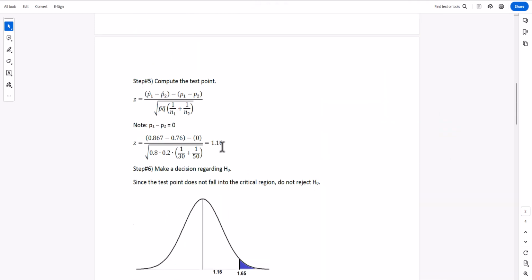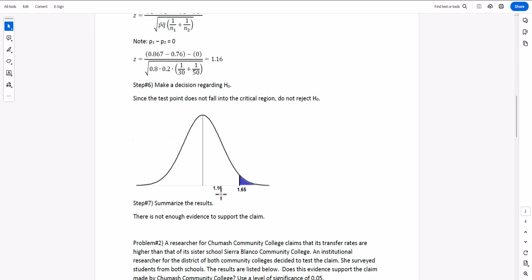But when you use the built-in function, you may get values that are slightly different, but you'll still get the same result because 1.16 falls in the non-critical region. Thus, we do not reject H naught, and then we would state that there was not enough evidence to support the claim.